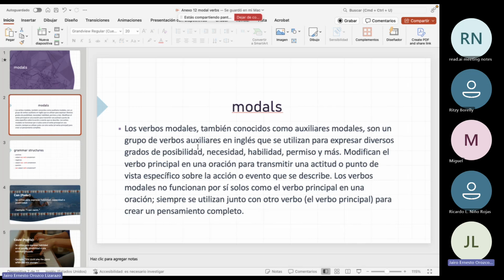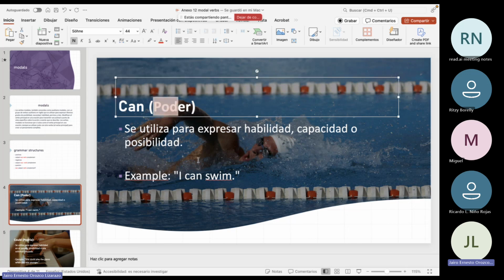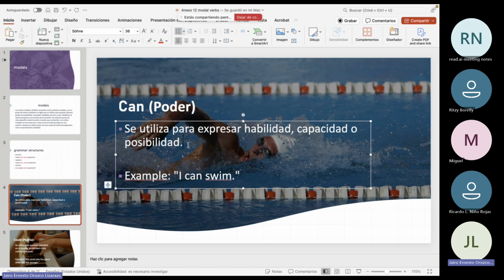Well, there are a group of auxiliary verbs in English that are used to express different grades of possibility, necessity, skills, or permission. They modify the main verb in a sentence to transmit an attitude or a point of view. Okay, so they always come with a different verb. So, for example, the first one, which is can, in Spanish, poder, right, is used to express skills, abilities, capacities, or possibilities. Okay, so for example, I can swim.